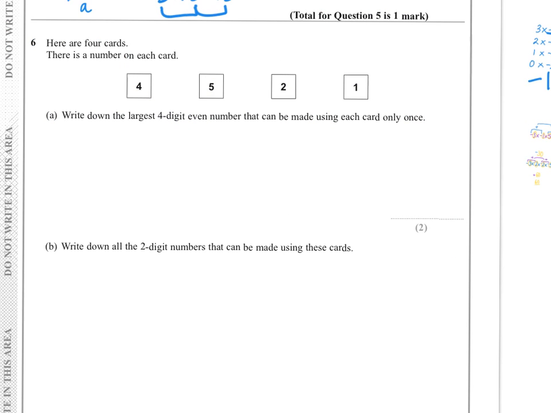Question 6. There's 4 cards and you have to write down the largest 4-digit even number. Well, if there's 4 digits, then this would represent the thousands column. This would be the hundreds, the tens, and the units. So we would have to place the 5 here to make the more thousands as possible. So we want the answer to be 5,000 and something.